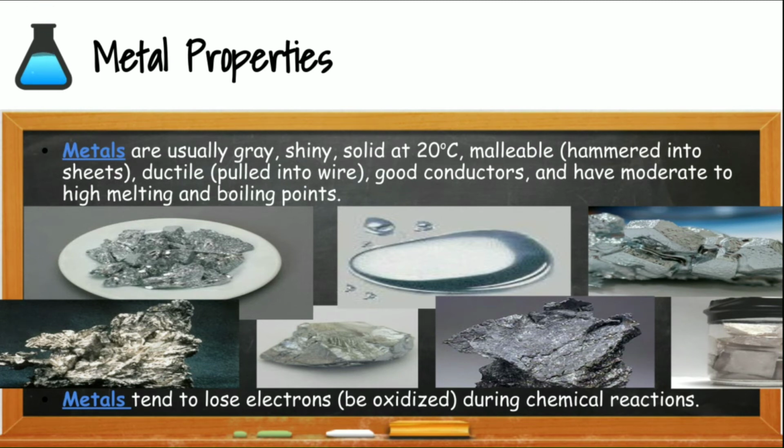Now, chemically, metals are unique because they tend to lose their valence electrons in order to become more stable. And when an element loses its valence electrons, it is oxidized, or it undergoes oxidation in a chemical reaction.